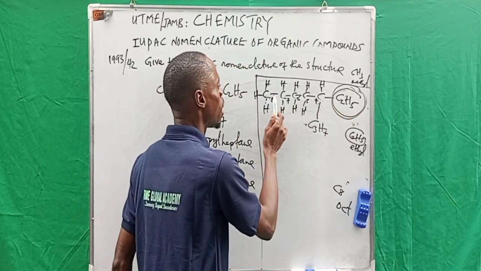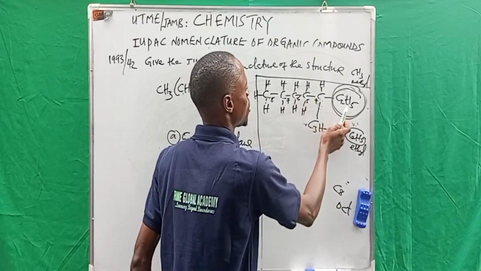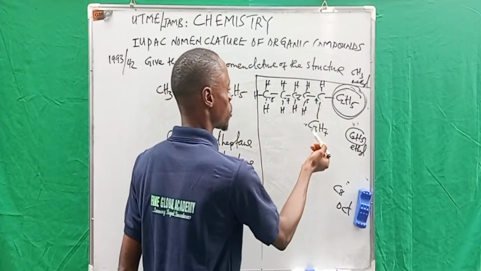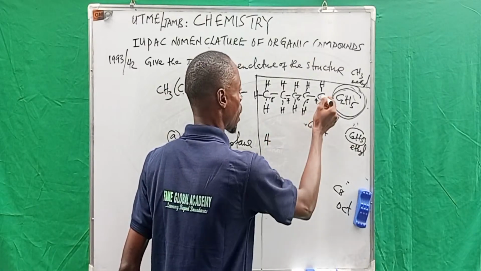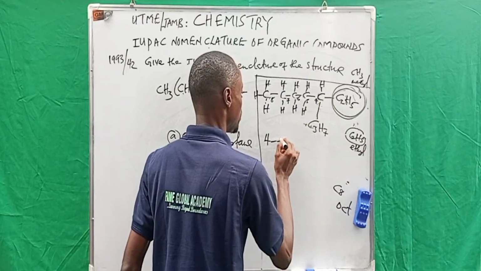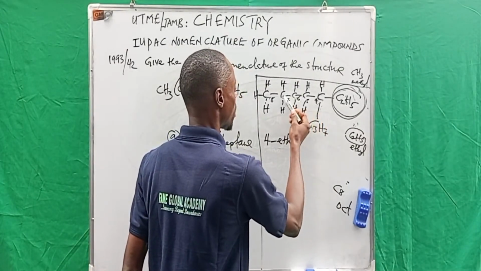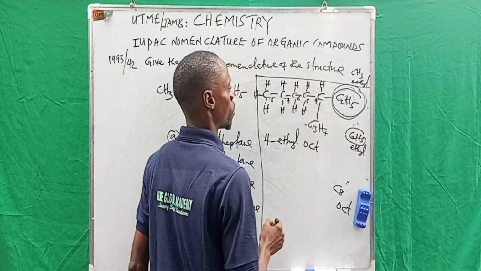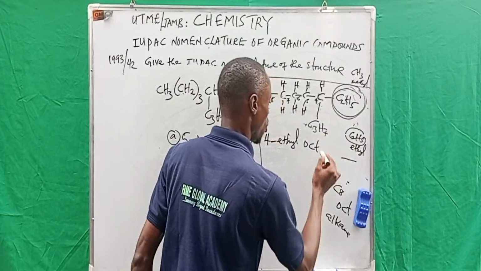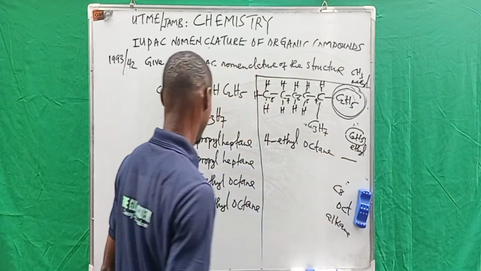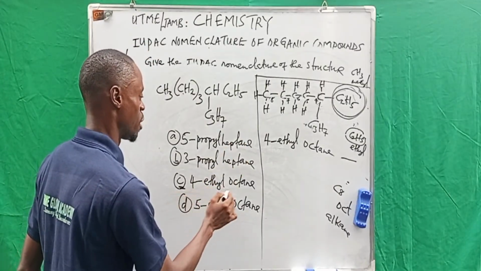But from this end, we have 1, 2, 3, 4, 5. It will be carbon atom 5. So we can't start numbering from this end. The correct direction to start numbering from is from here: 1, 2, 3, 4. This attachment is closer, so you now say carbon atom 4. We have the 4-ethyl, then the longest carbon chain, 1, 2, 3, 4, 5, 6, 7, 8, oct. The functional group here is single bond in the alkane family, so you now say octane. So the correct answer to this question is 4-ethyl octane.